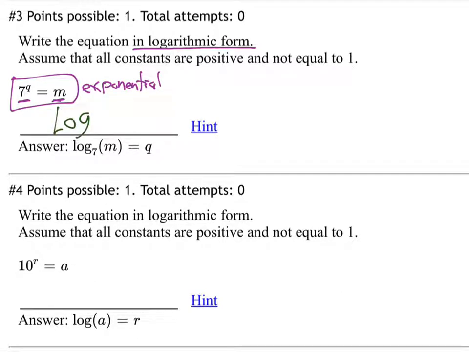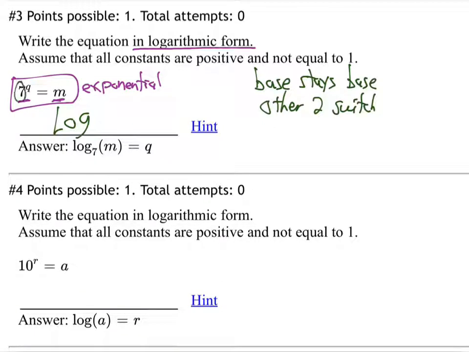Now, how do you do it? How do you change between the forms? The base stays, remember the two steps. Number one, let's write it. The base stays the base, and the other two switch.